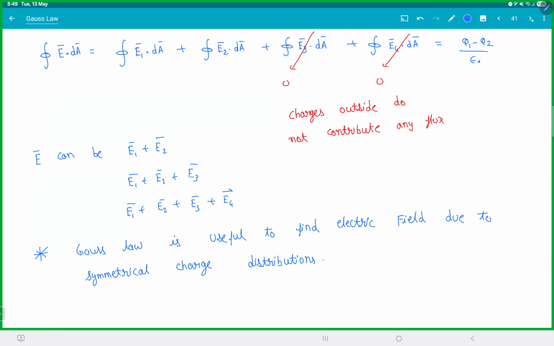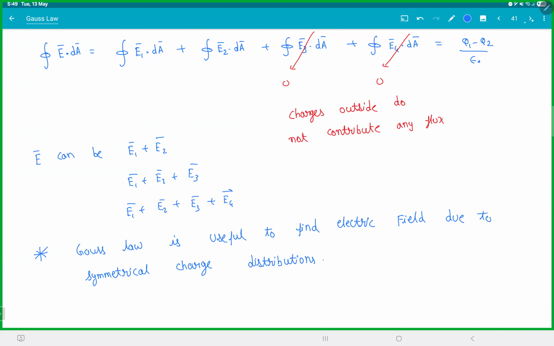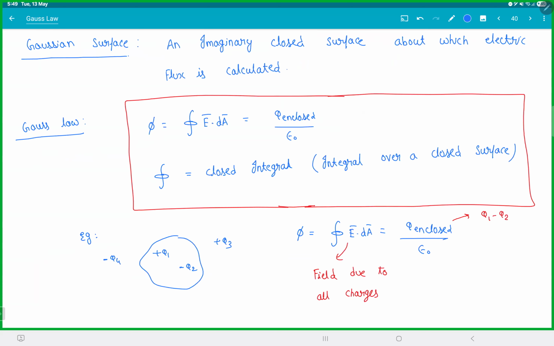Again, what is Gauss law? The total flux on the surface will be equal to charge enclosed by epsilon. That's it. That's a simple definition there. Integral E dot dA is Q enclosed by epsilon. Any doubts on this page? Anything that you're not clear, please ask.